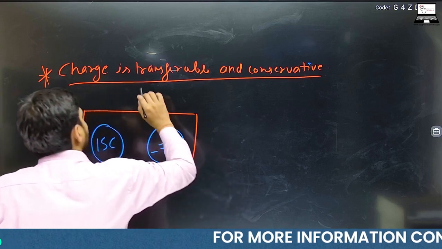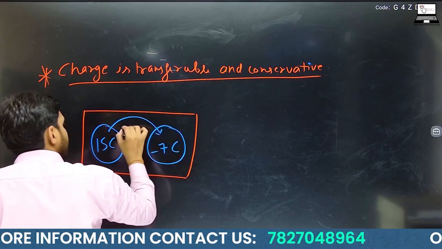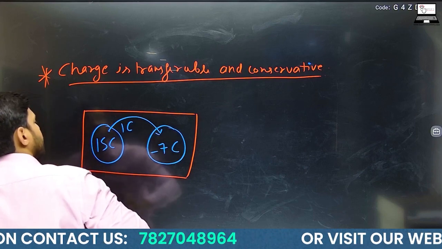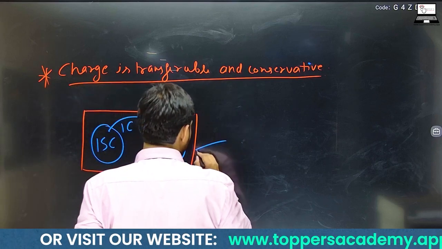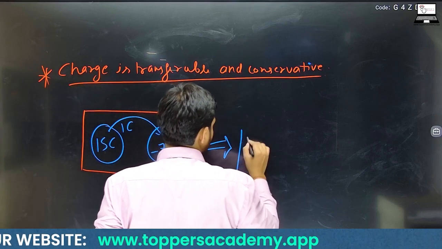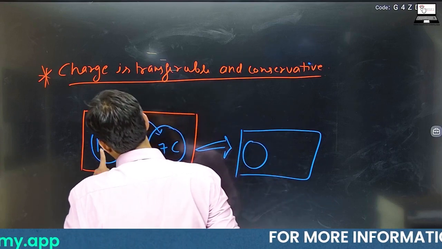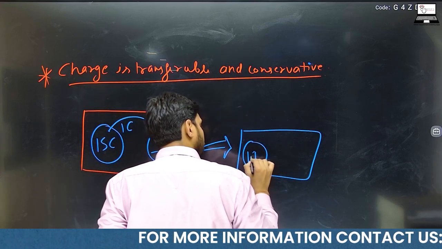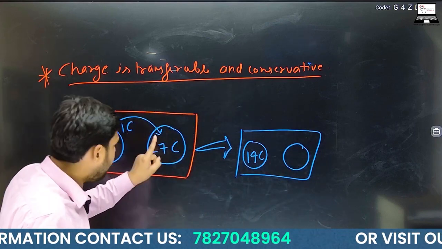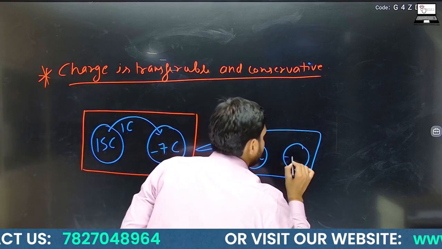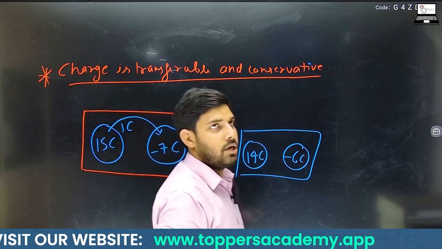Transferable means we can transfer one electron or we can transfer charge. Let us suppose we have transferred 1 coulomb charge to the 7 coulomb body. After this process, 15 coulomb will become 14 coulomb by removing 1 coulomb charge, and minus 7 coulomb will become minus 6 coulomb by taking 1 coulomb charge. Clear?